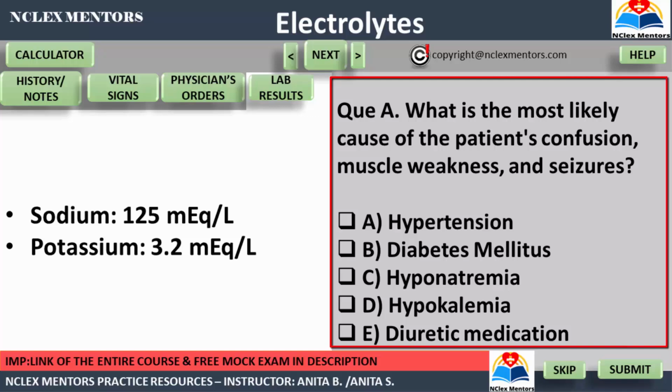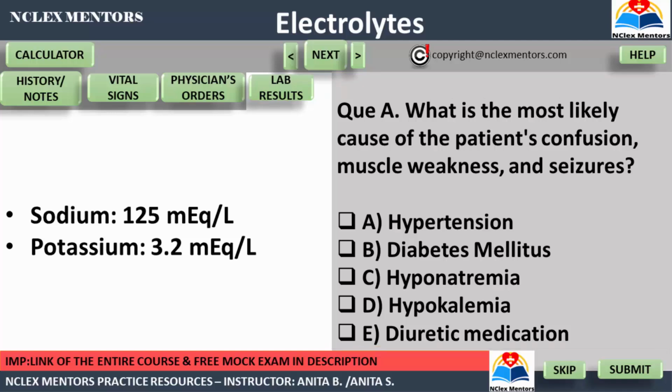The options given to you for this question on the screen are Option A, hypertension. Option B, diabetes mellitus. Option C, hyponatremia. Option D, hypokalemia. Option E, diuretic medication. Take your time to go through the question and each of these options. The timer starts on top right corner of the screen, but if you need more time, you can pause the screen as well.